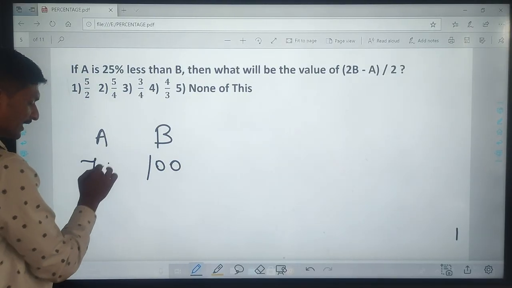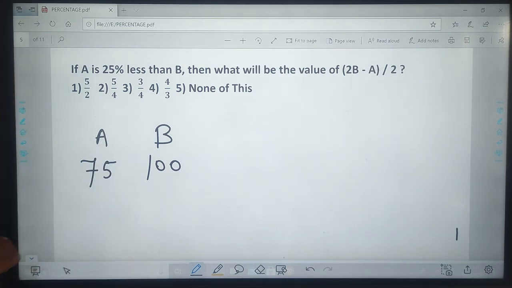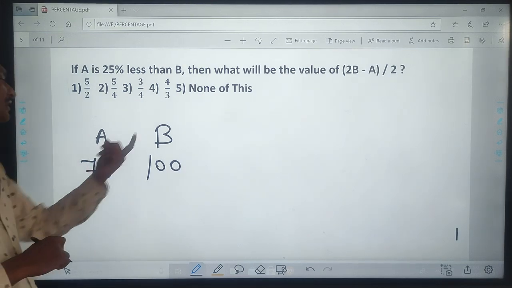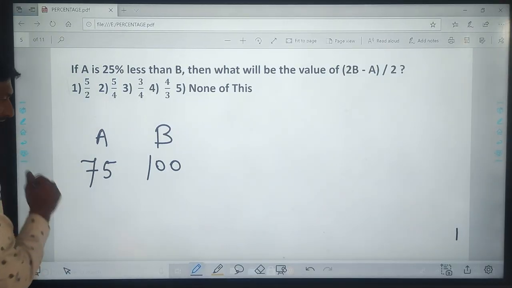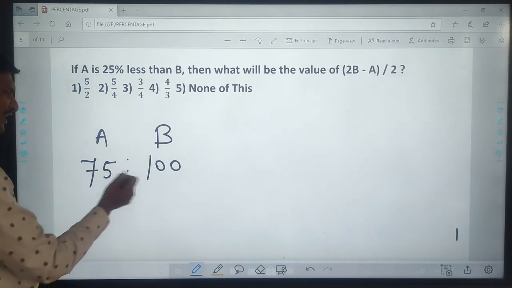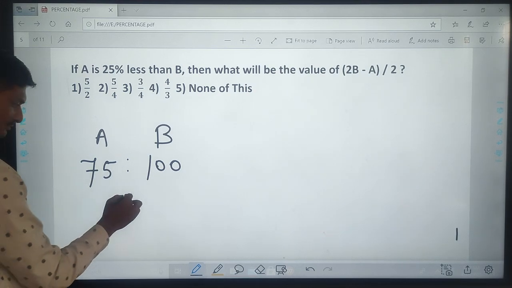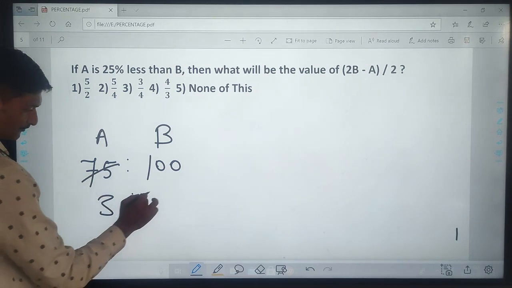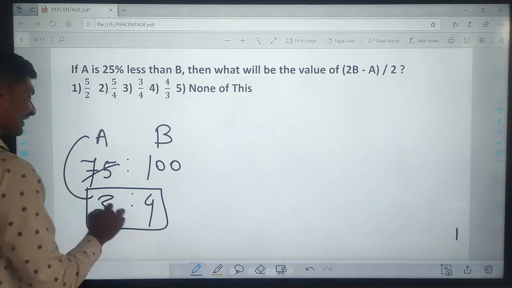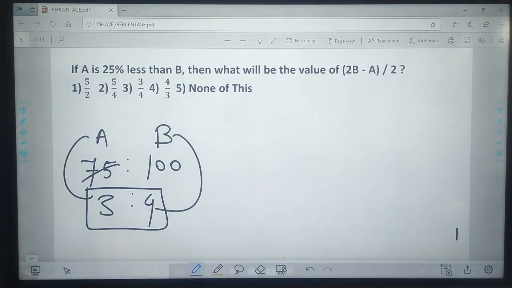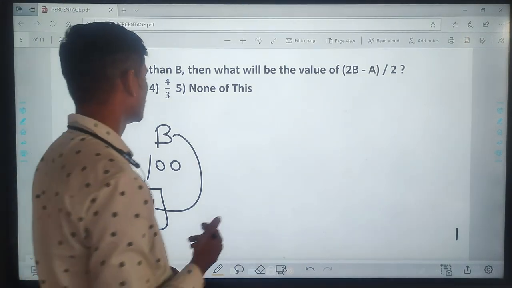A is 25% less than B, that is A is 75. Here B is 100 and A is 75. Then we take the ratio of these two, 3:4. Then we directly take A is 3, B is 4.